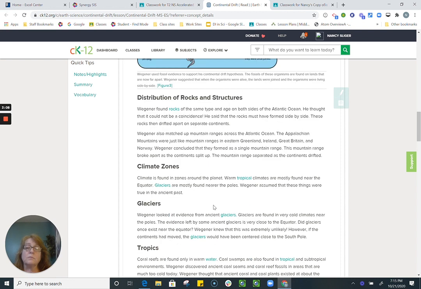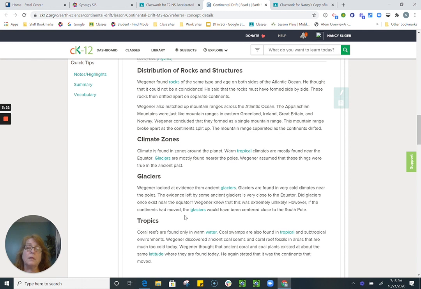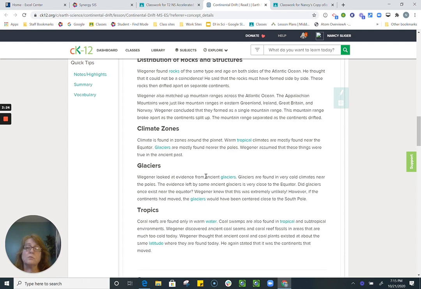Also, he found that mostly warm tropical climates are found near the equator. Glaciers are mostly found near the poles. And he also assumed that those things were true in the past. He looked at evidence from ancient glaciers. Usually they're found in very cold climates. However, there was some evidence of some of them possibly being in warmer climates.